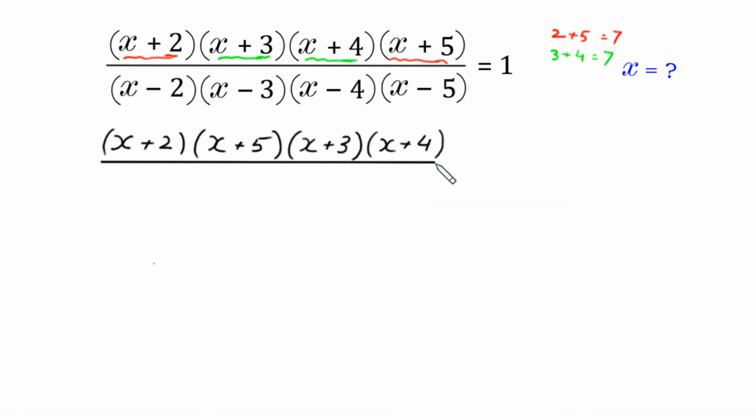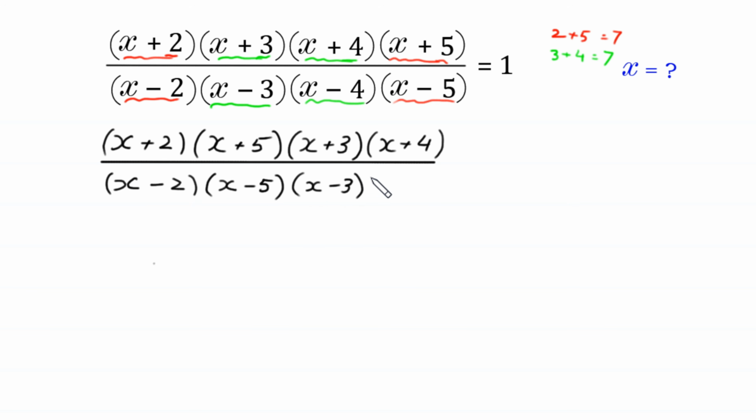Divided by, we write this x minus 2 with this x minus 5, and we write this x minus 3 with this x minus 4, like this: x minus 2 times x minus 5 times x minus 3 times x minus 4 is equal to 1.